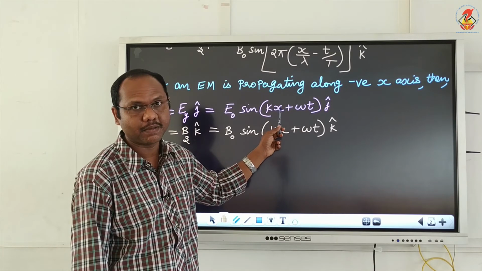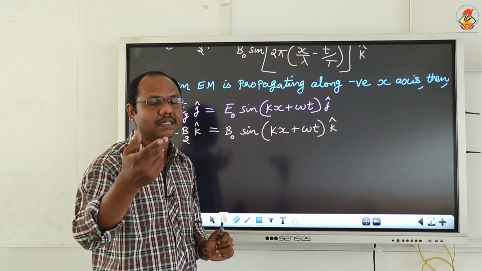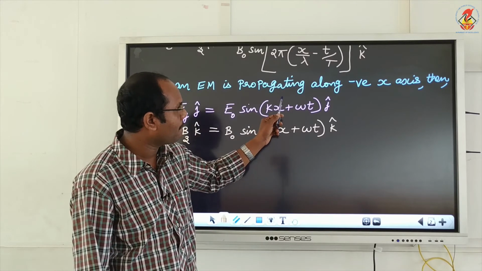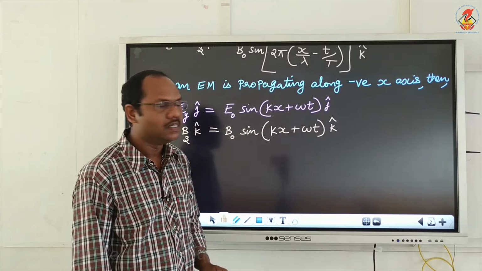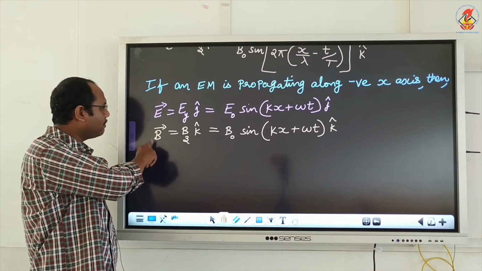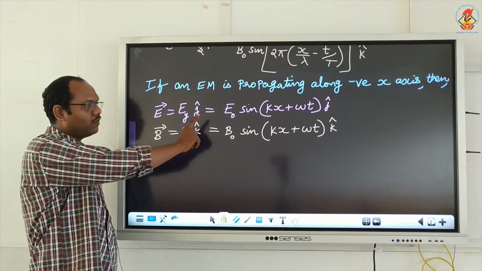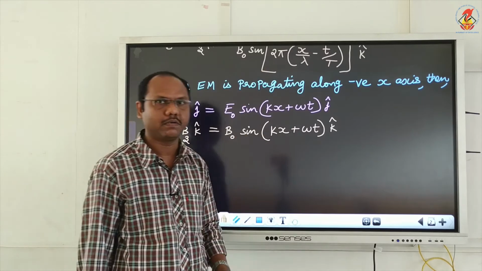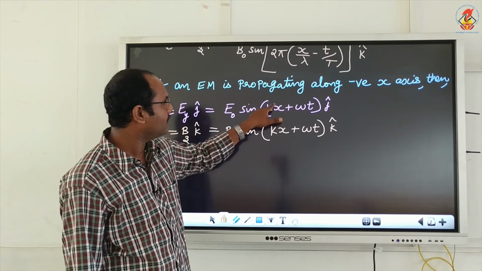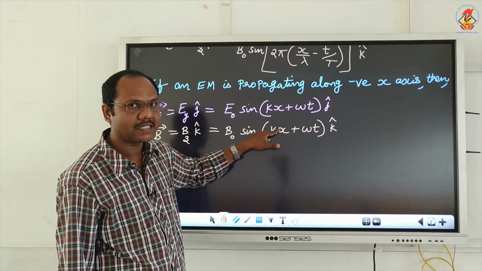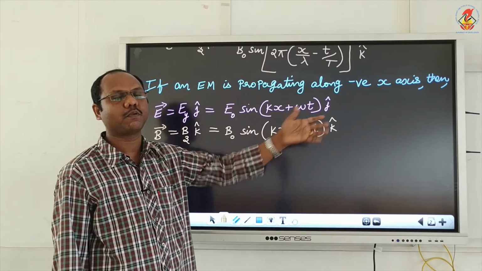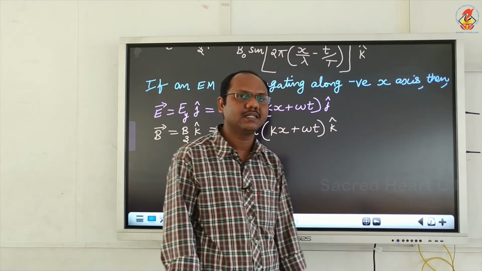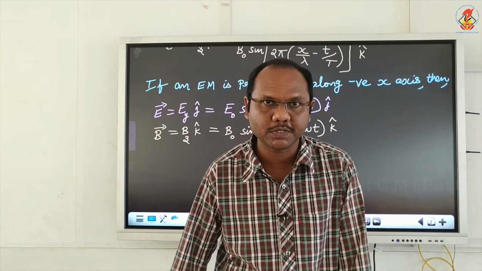Here it was x because the wave was propagating along the x-axis. Now the wave is propagating along the y-axis, so I will write ky minus ωt into i cap. Similarly, B is equal to Bz k cap, which is B0 sin(ky − ωt) into k cap. So the letter shown here is x. If I change that to y, the wave is propagating along the y-axis. If I change this to z, then the wave is propagating along the z-axis. That is how we make the equation.